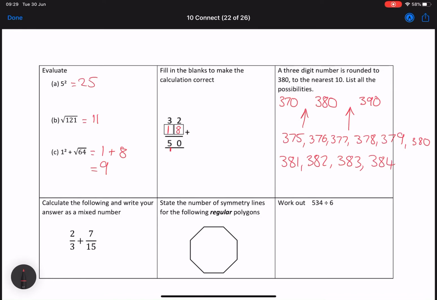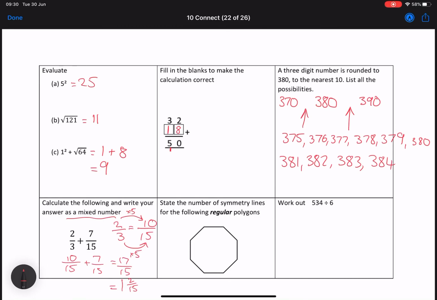Next one, a little bit of adding fractions. We know we need there to be a common denominator. 3 and 15 have a lowest common denominator of 15. So I'm going to rewrite 2/3 as something over 15. My multiplier is times 5, so I've got 10 over 15. So it's 10 over 15 plus 7 over 15, which gives me 17 over 15. But it wants my answer as a mixed number. So I do 15s into 17 go once, with 2 over 15 left over.